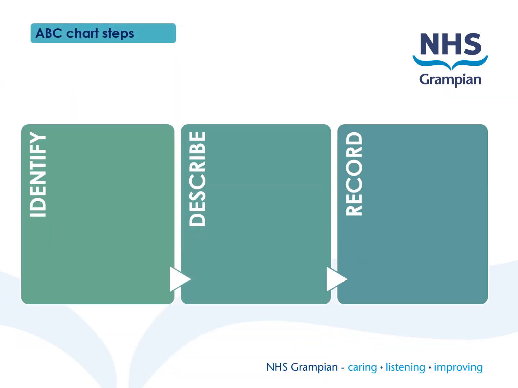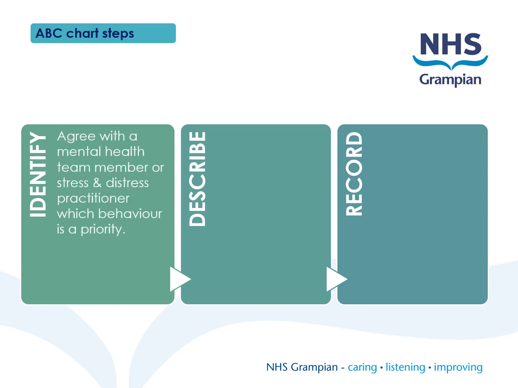Here are the steps we take when utilising ABC charts. We first of all identify the behaviour, then describe it, and then finally record. While identifying the behaviour, this will be agreed with a mental health team member, such as a community mental health nurse or your local stress and distress practitioner. We want to agree on which behaviour is a priority. This might be aggression during personal care, for example.